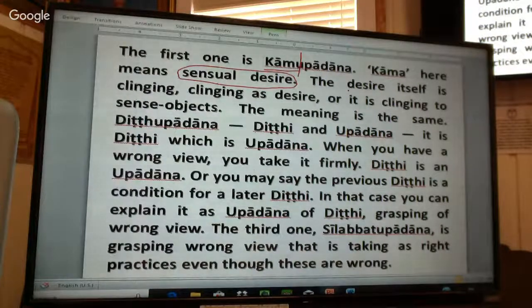And then the third one is Silabbatupadana. Silabbatupadana is also grabbing a wrong view: grabbing wrong practices and taking them as right practice, even though they are wrong. That person who practiced as a dog has Silabbatupadana. He has this kind of wrong view.